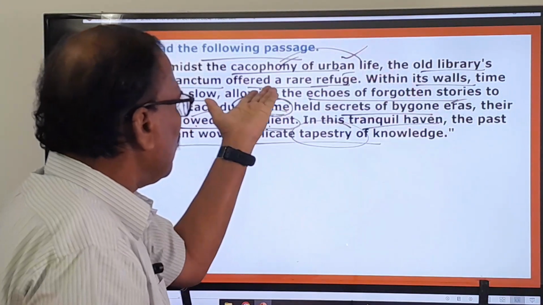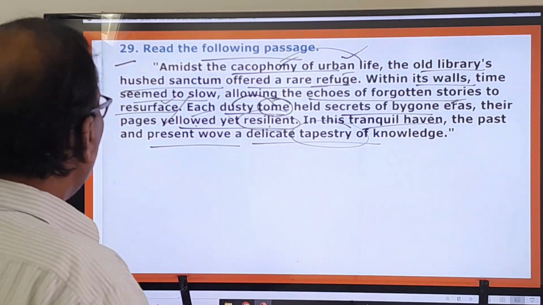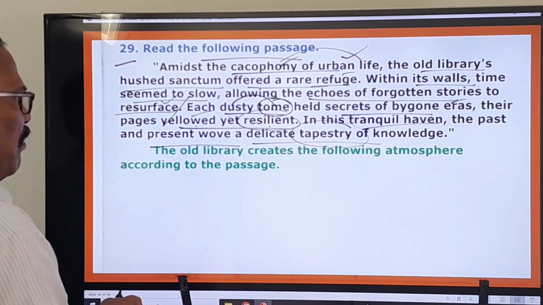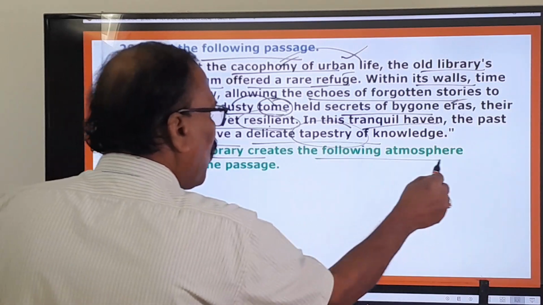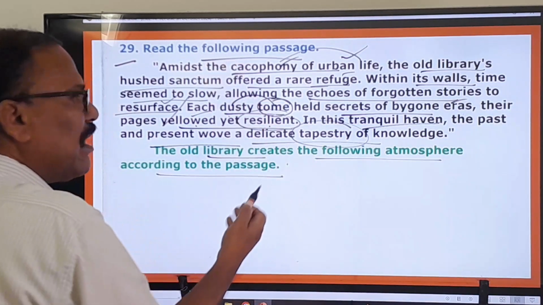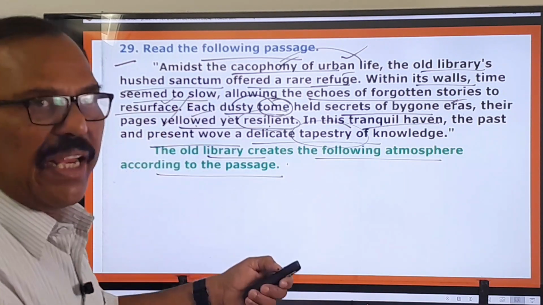Some description is given here. Now, what is the question asked by the examiner? The old library creates the following atmosphere according to the passage. What kind of atmosphere is this library creating here?